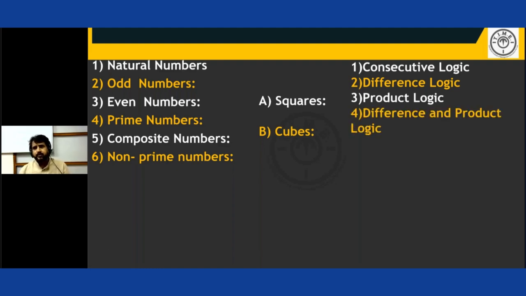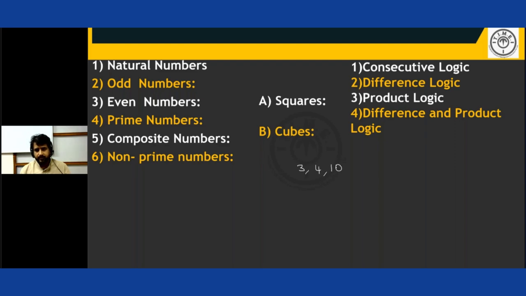Difference and product logic together. Difference and product logic applied together. Now here come two different models: difference and product applied alternately, and difference and product applied together. Let me give you two examples to give the clarity. Let us take an example.